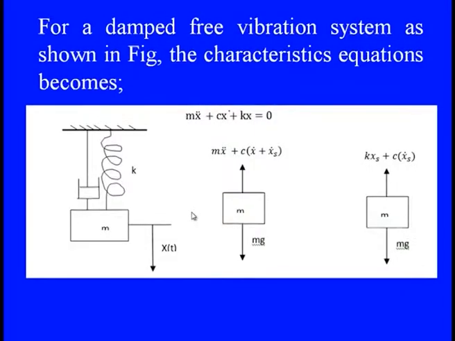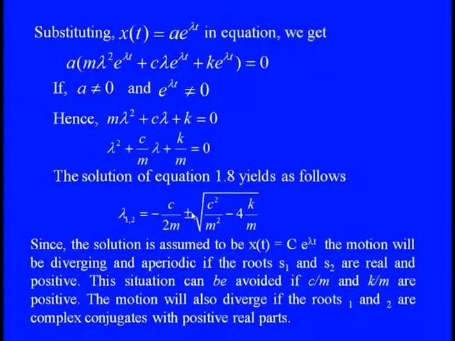As you can see on your screen, the force balance equation is according to Newton's law, and we have already discussed these things. So we have the equation of motion m x double dot plus c x dot plus k x equals 0. Now if we substitute the basic displacement as the input, x of t equals A e to the power lambda t, the characteristic equation gives us the characteristic roots, the eigenvalues, or in other terms the natural frequencies.